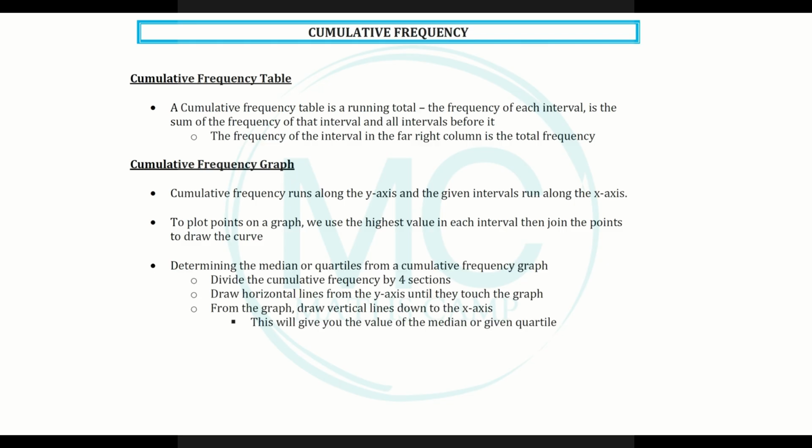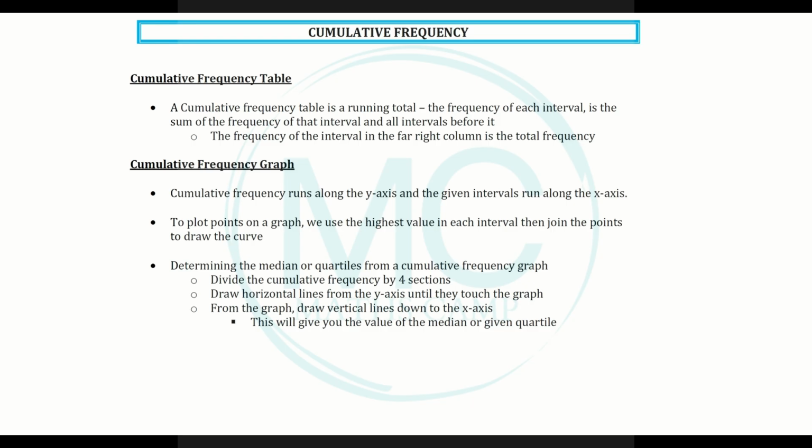To determine the median and quartiles from a cumulative frequency graph, divide the cumulative frequency by 4. So let's say the cumulative frequency is 200. We divide by 4 and we get 4 quarters, 50, 100, and 150. Then we draw horizontal lines from the y-axis until they touch the graph. From the graph, draw vertical lines down to the x-axis. This will give you the values of the median and the given quartiles.